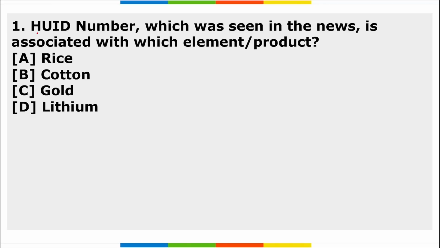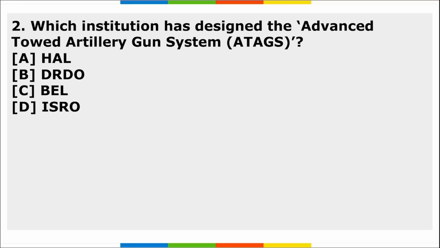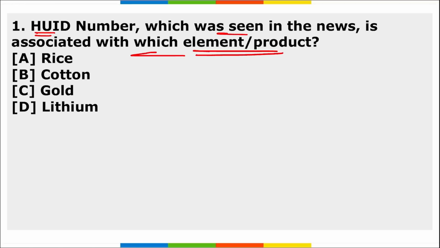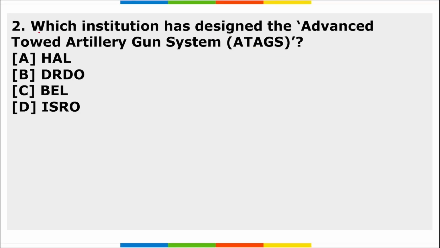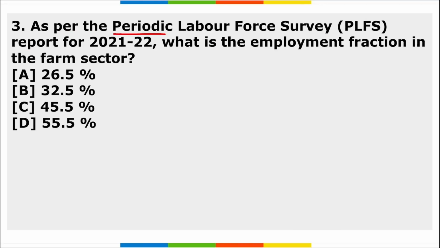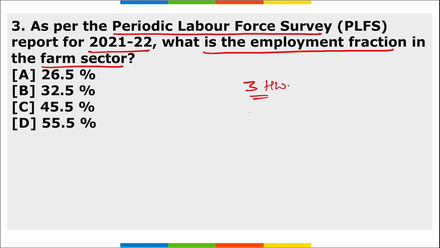Now it's time for your homework. First, the HUID number which was seen in the news is associated with which element or product? This is your hallmark unique number, and you have to tell me which product it is related to. Next, which institution has designed the advanced towed artillery gun system? Next, as per the periodic labour force survey for 21-22, what is the employment fraction in the farm sector? So these are your 3 homework questions, friends. I hope you have understood the assignment.